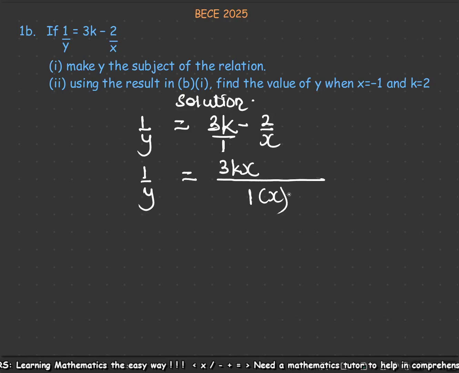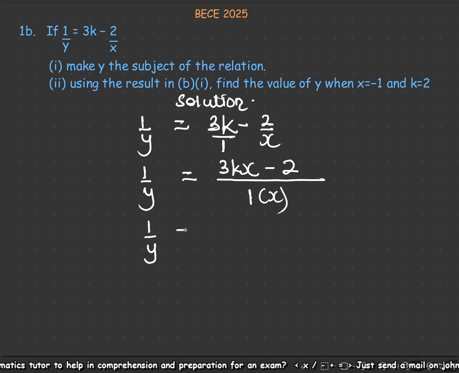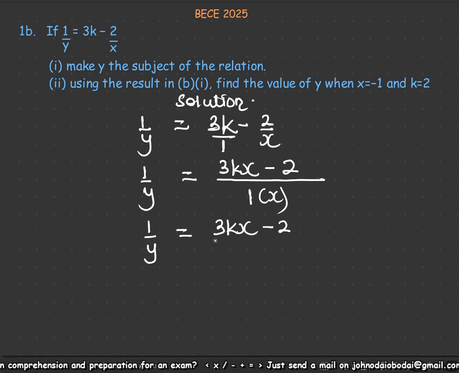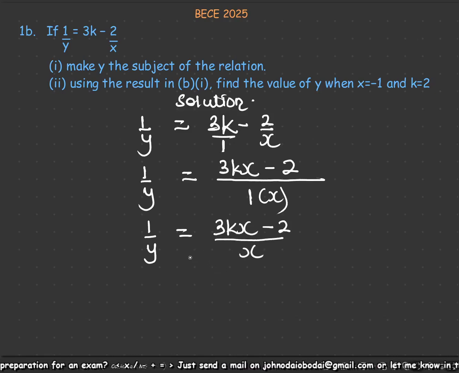Then x also cancels out the x to give us 1. So you multiply that 1 by the 2 over here. You see? So if you are to simplify it, we have 1 over y is equal to 3kx minus 2, all over x. At this point, we do what we call cross multiplication. So 1 multiplies the x, and y multiplies all we have over here.